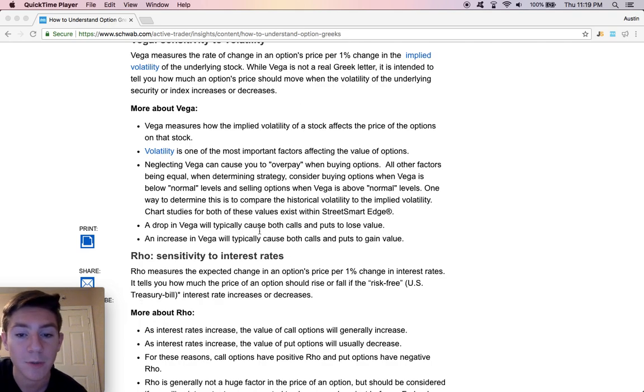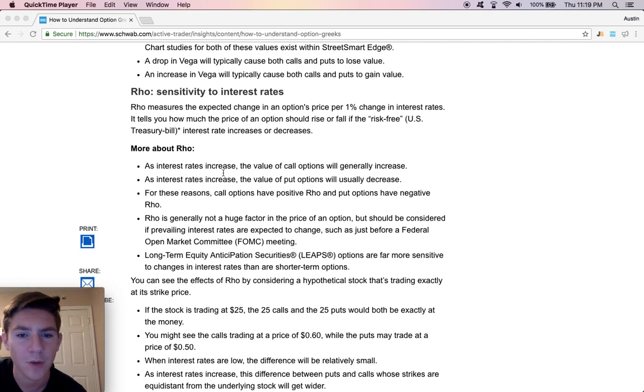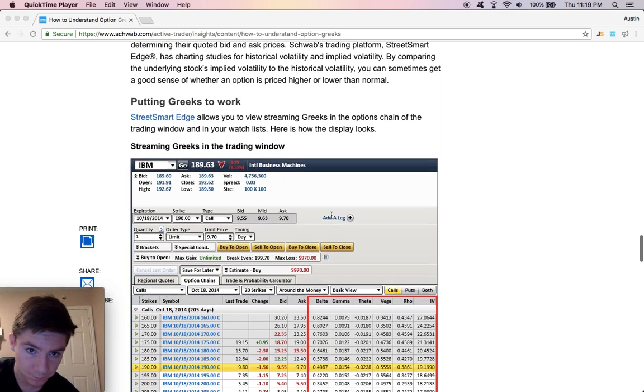A drop in Vega will typically cause both options to lose value. No idea what rho is. As interest rates increase, call options generally increase, and as interest rates increase, the value of put options usually decreases. That's cool. Never heard about that in my life.